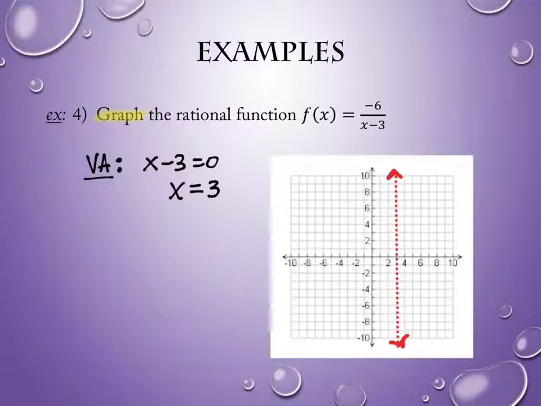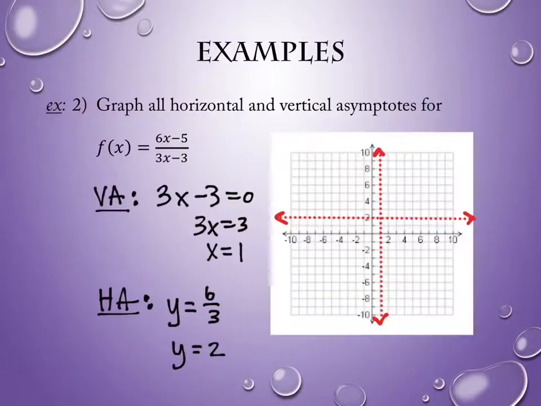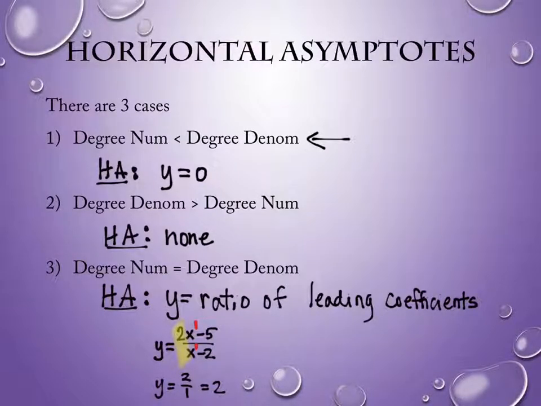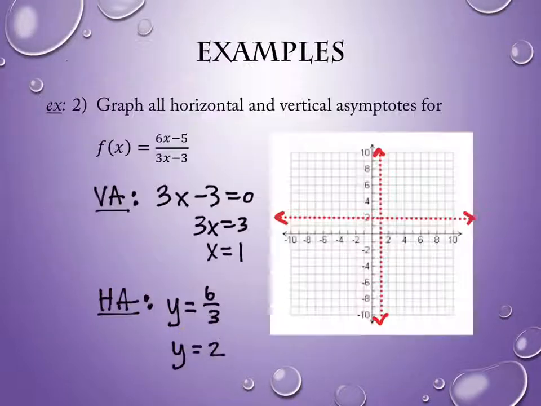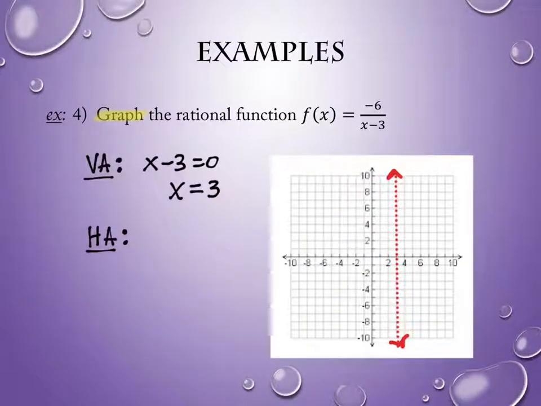What's the next type of asymptote that I would look for? The horizontal asymptote. Which case am I in? The first one, right? My degree on top is 0, degree on bottom is 1. So what's my horizontal asymptote? Y equals 0. And I'm going to plot it. And we've seen a y equals 0 one before. We've talked about the fact that that's the x-axis. So now I've got a graph like this.